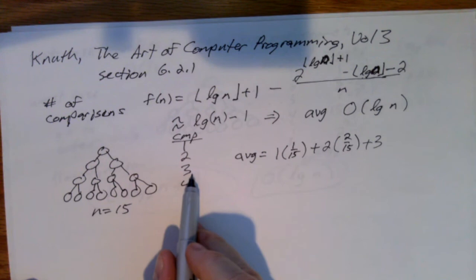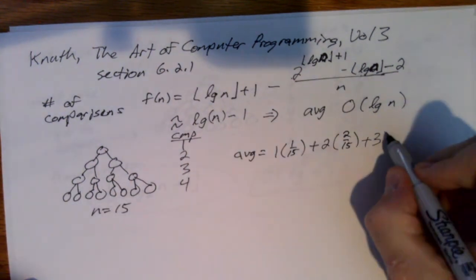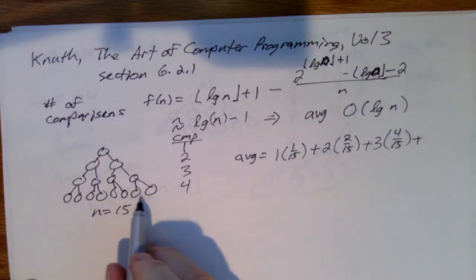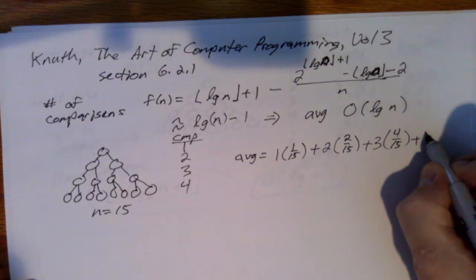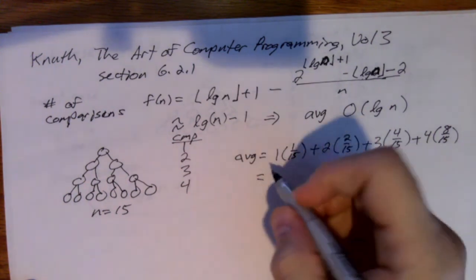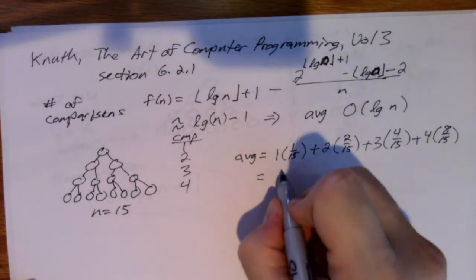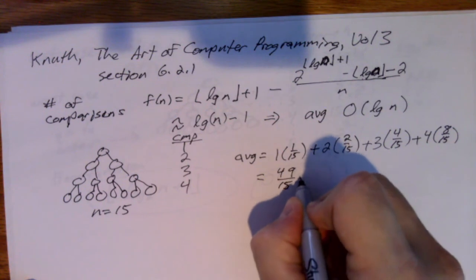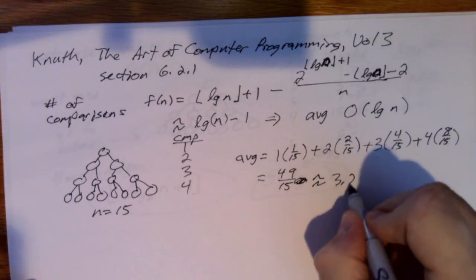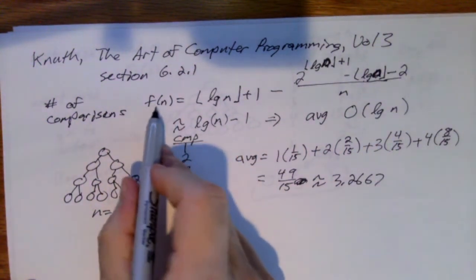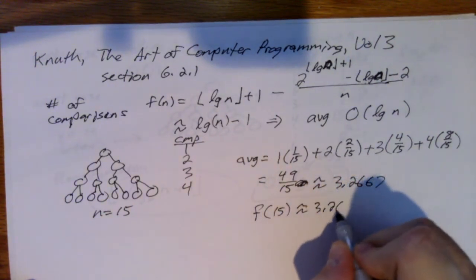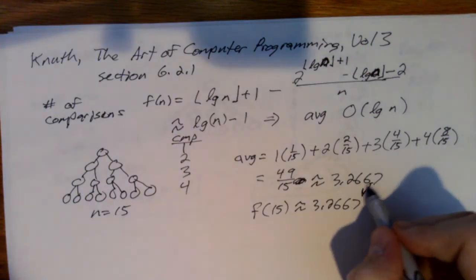What's the probability that I make 3 comparisons? Well, there's 4 of these, so that's 4 15ths. And then finally, there's 8 out of 15 in which the cost will be 4. And this right here is equal to 49 15ths, which is approximately 3.2667. If you use this function here, f of 15 is also approximately equal to 3.2667. So I got the same value both ways.